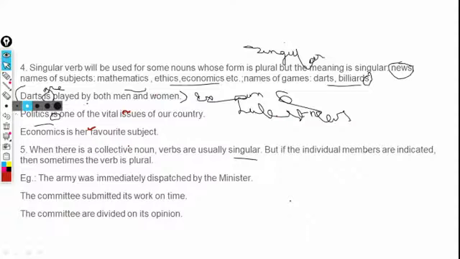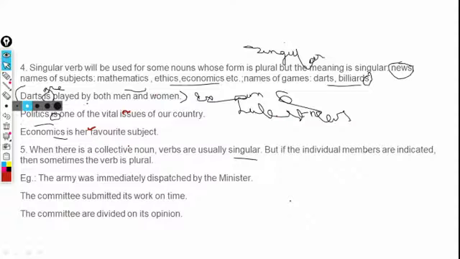Economics is her favorite subject. We don't say economic. Economic is different. The meaning is different. You also have to pay attention to a lot of things while solving grammar. Economic means talking about the economical situation. That is entirely different. But economics is her favorite subject. That means we are talking about the subject, and that is why the meaning is singular and we will have a singular verb over there.